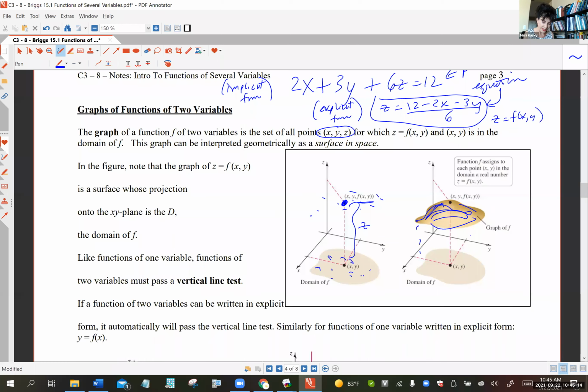Notice the surface is hovering over the domain, and that better always be the case. If somehow your surface is hovering over some points that don't belong in the domain, that's impossible. You can kind of think of this as your ancestors in heaven hovering over you, while you're down here on planet Earth walking around in the XY plane. I just think of it that way.